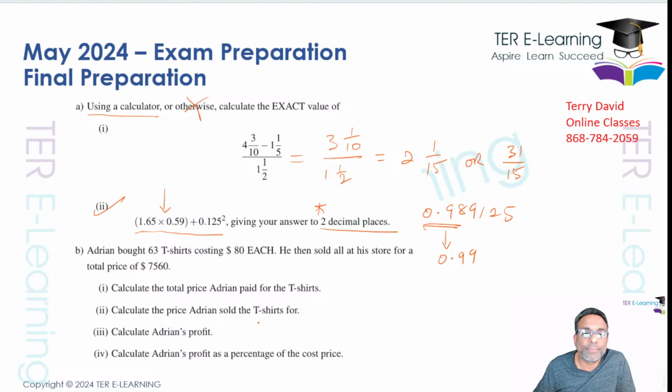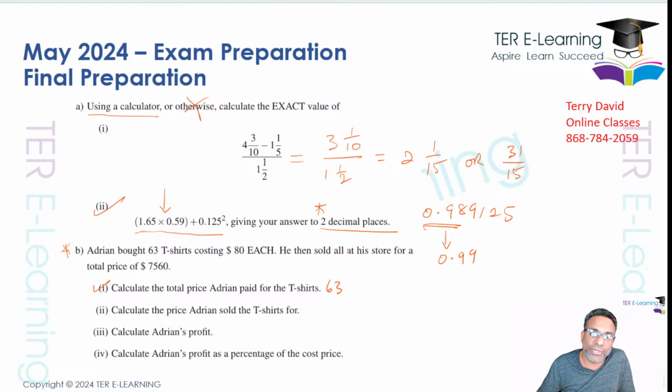All right, this next one: Adrian bought 63 t-shirts costing $80 each. He then sold all at his store for a total price of $75.60. Calculate the total price Adrian paid for the t-shirts. This is typically what happens. If somebody has a store, they will buy from abroad, and usually they buy in bulk, so they save some money there.